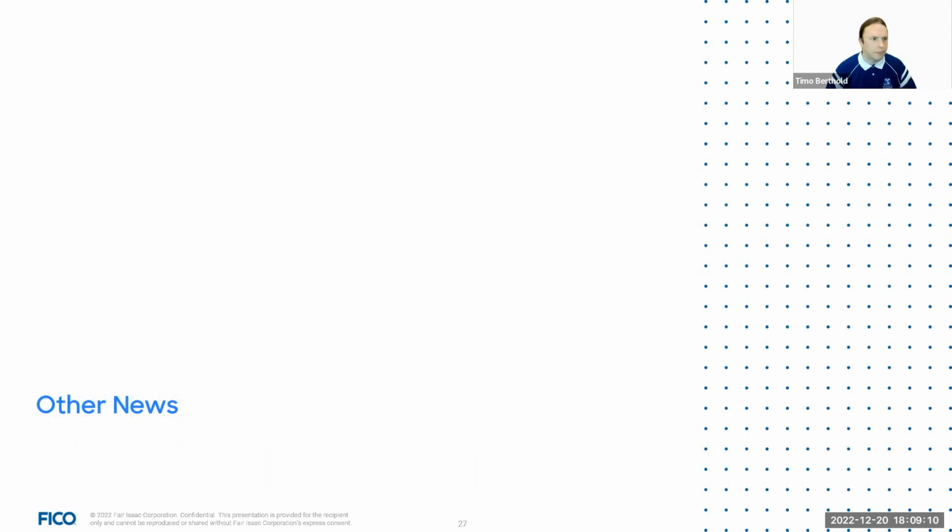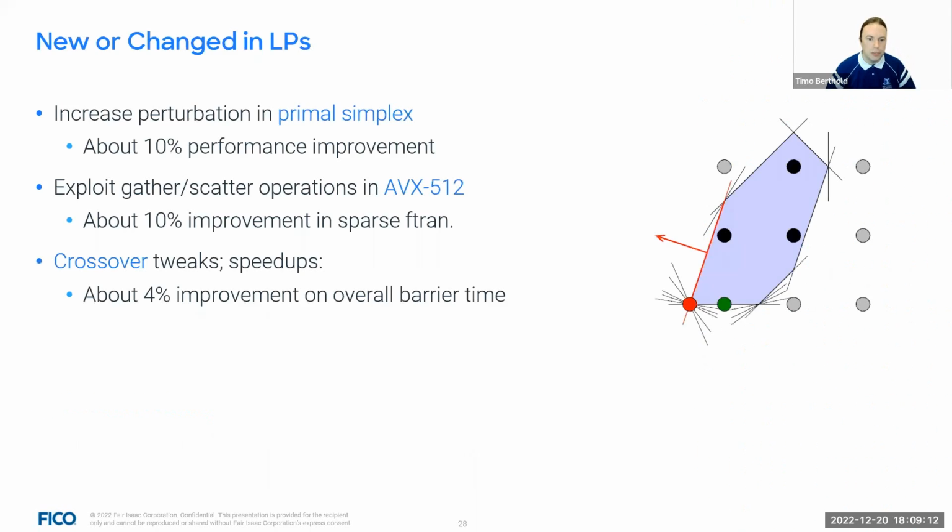Okay, some more assorted news. We have some changes in our MIP solvers. Our primal simplex does now use a different perturbation scheme, which makes it about 10% faster and less prone to cycling. This also affects MIP users with numerically challenging problems, because the primal simplex is used as a fallback, as a cleanup procedure in MIP solving when dual simplex gets into troubles.